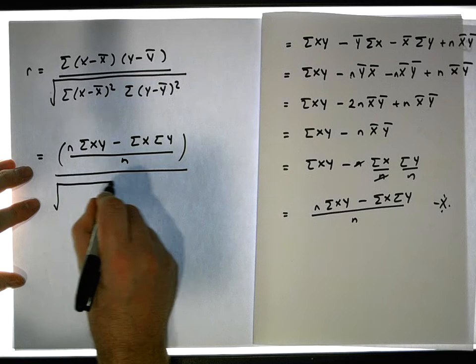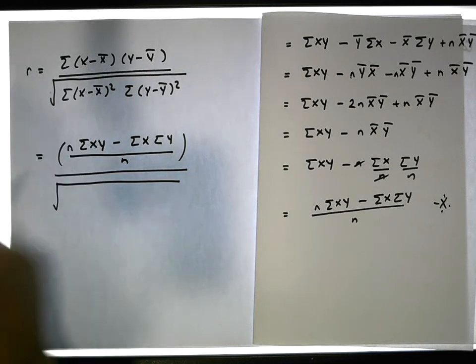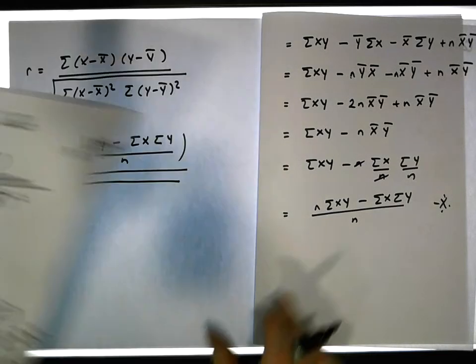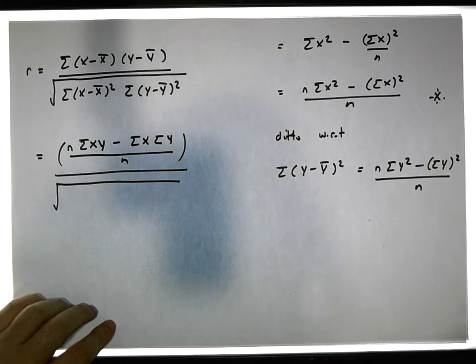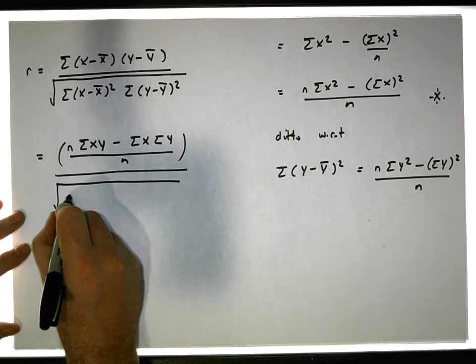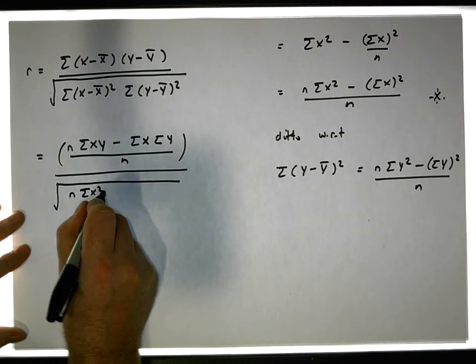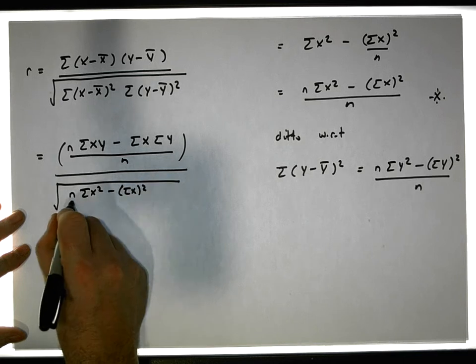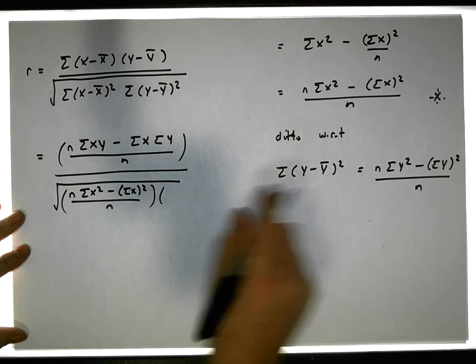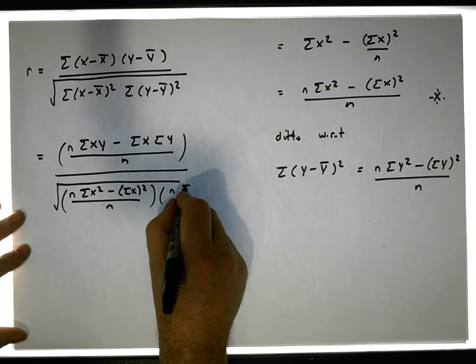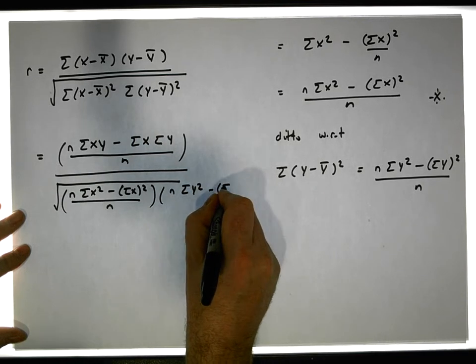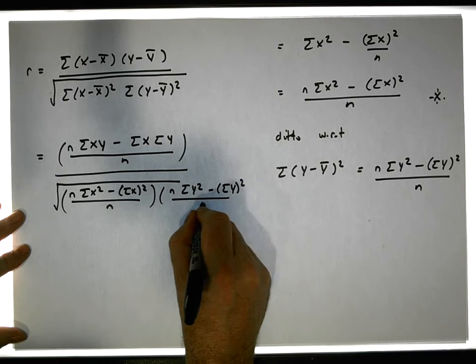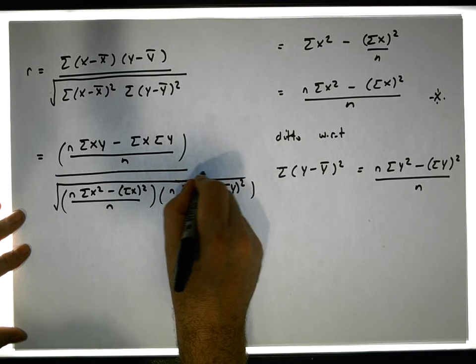Well, the sum of squares for the x's, where has that gone to? The sum of squares for the x's is this term here, so it's n times the sum of the x squareds minus the sum of the x's all squared, over n. That was the first one. And then the sum of squares for the y's is n times the sum of the y squareds minus the sum of the y's all squared, over n. And it's the square root of that. Okay, keep an eye on that.